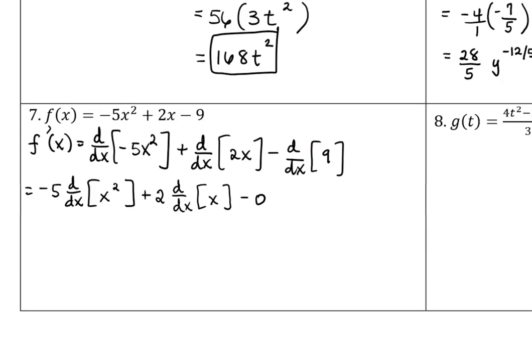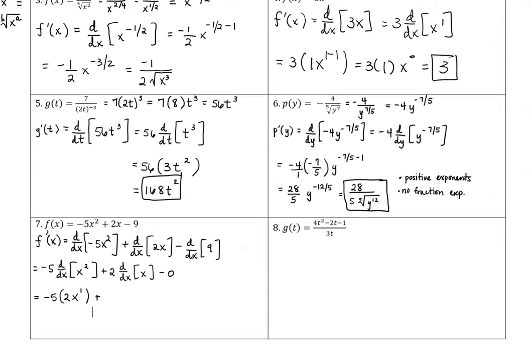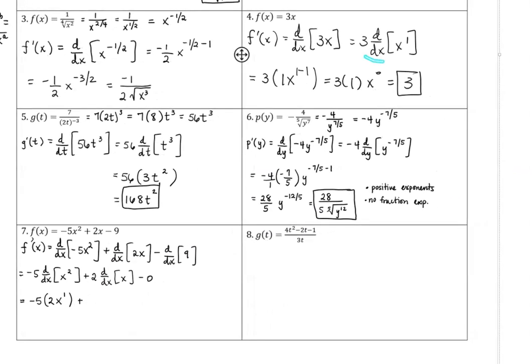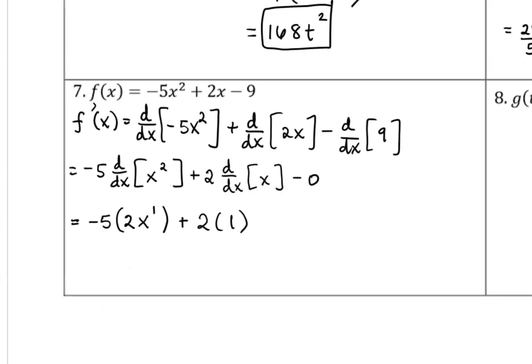Back to the first term, to take the derivative of x squared, we will use the power rule. So our constant of -5 stays with us. Power rule says bring the exponent of 2 down in front, and the new exponent on x is 1 less, which is 1. I'm going to take the derivative of x in a similar way. You may remember that we took the derivative of x back in example 4, and the derivative of x is simply 1. So this is 2 times 1. So we are left with -10x plus 2 as our derivative.